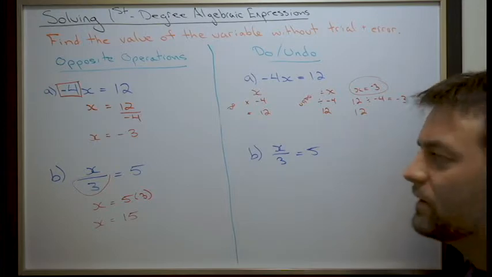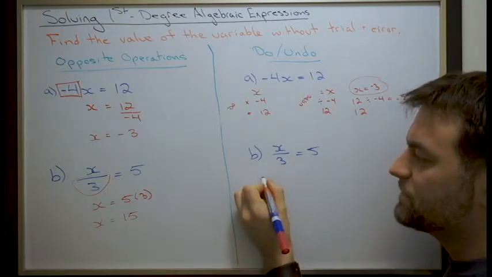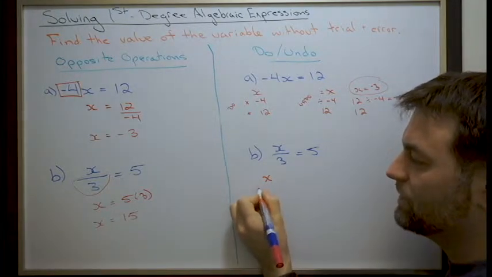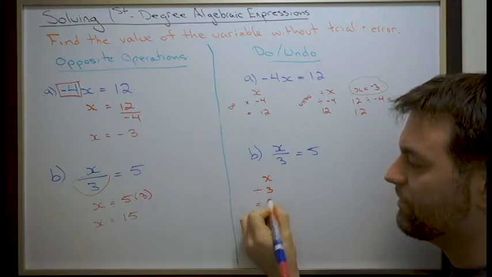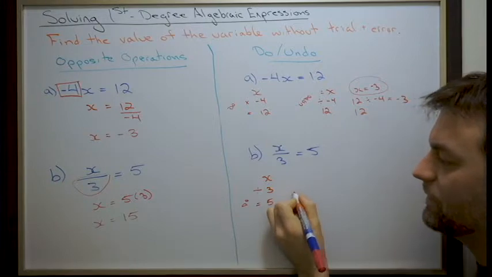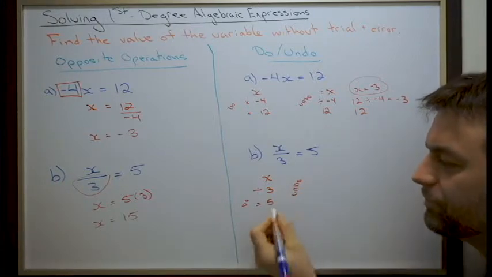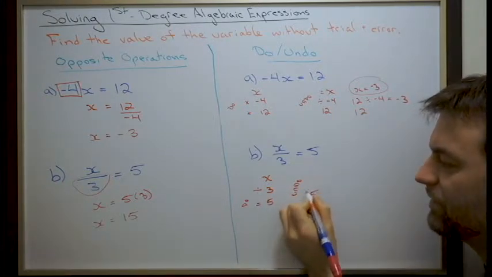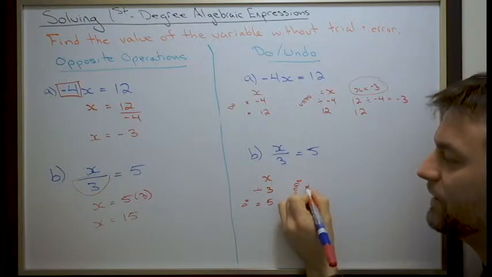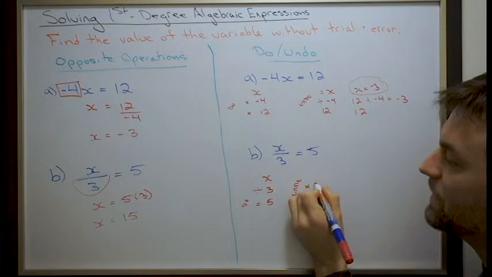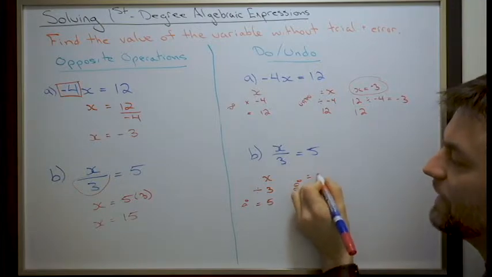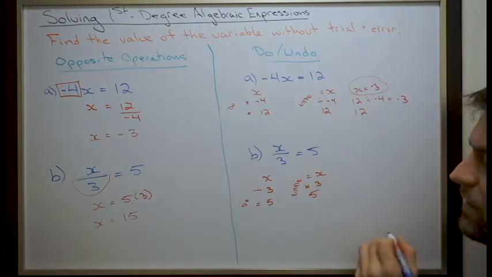In the next one, x divided by 3 equals 5, so we start with x. We divide x by 3, and we get 5. That's our do. To undo that, we would start with 5, multiply by 3, and that would get us x.